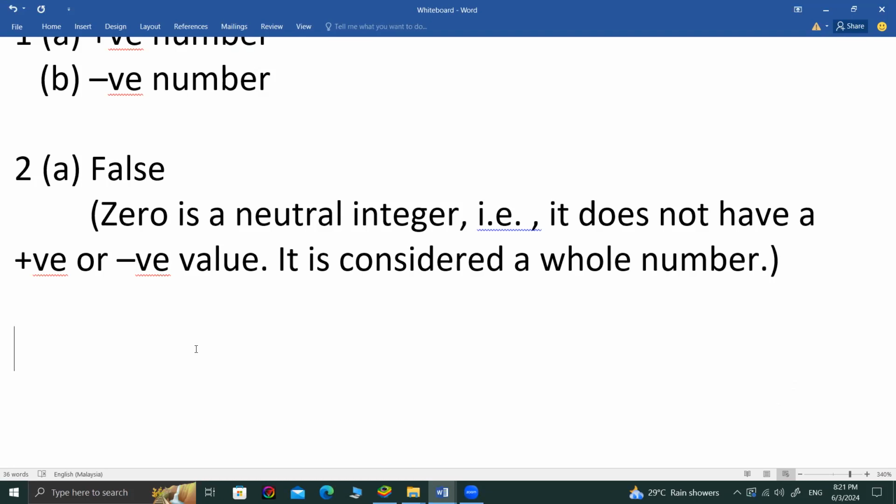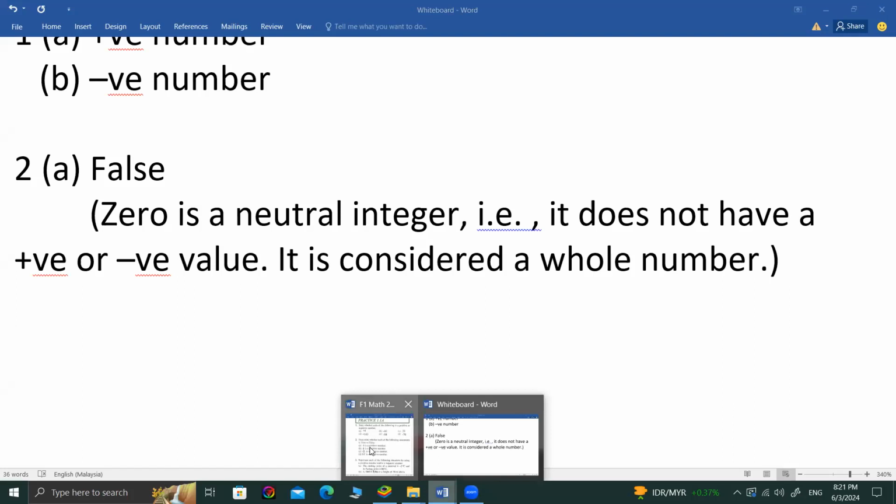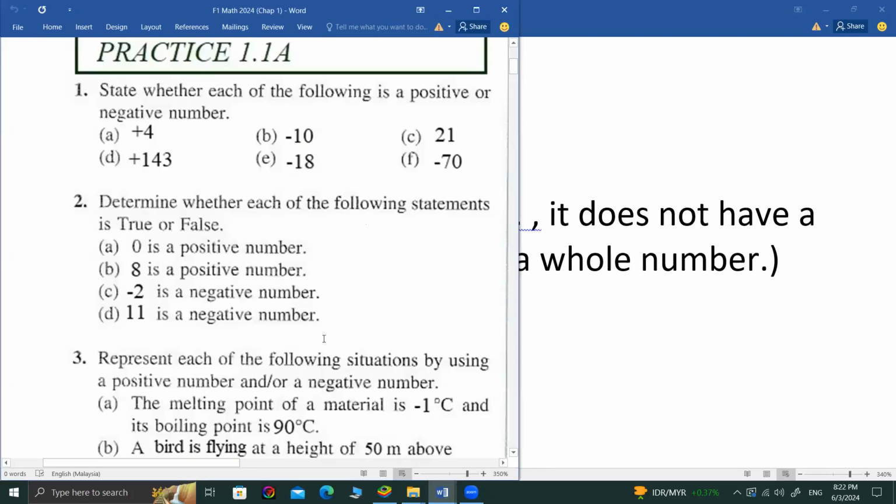Okay, 8 is a positive number, true or false? 8, yes, true, just write true. C, -2 is a negative number. True, just tell true, okay? This one easy. 11 is a negative number. False. Just tell false.